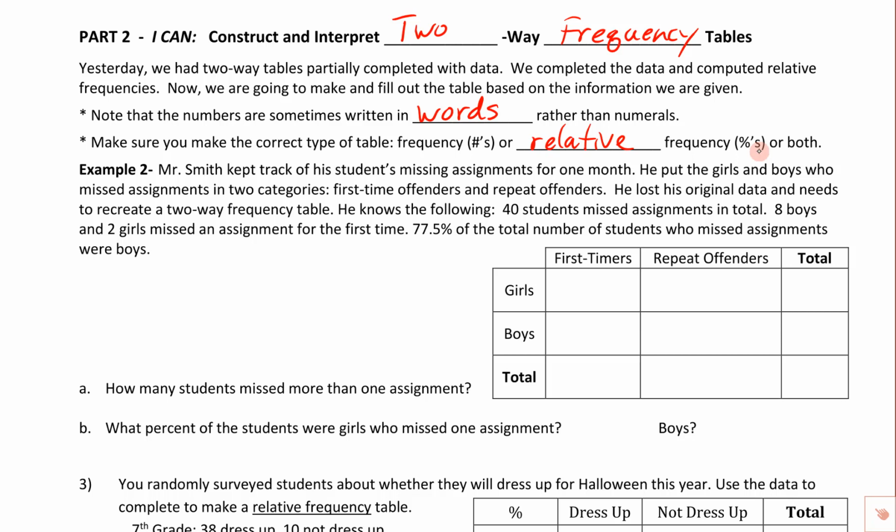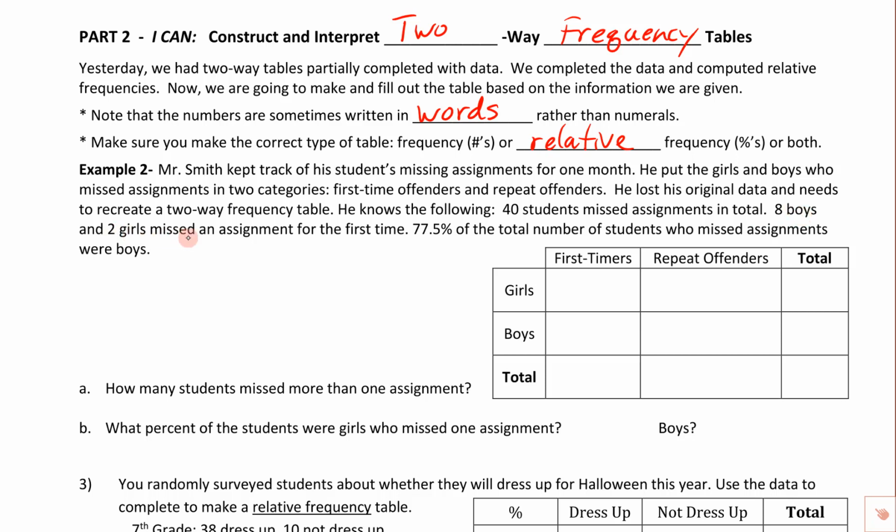So here's the first problem. This is example number 2 from 12.4. It says Mr. Smith kept track of his students missing assignments for 1 month. He put the girls and boys who missed an assignment in 2 categories: first-time offenders and repeat offenders. So people that had only missed 1 assignment so far, and then people who had missed more than 1. He lost his original data and needs to recreate a two-way frequency table. He knows the following: 40 students missed the assignment in total. So he remembered what the table total was.